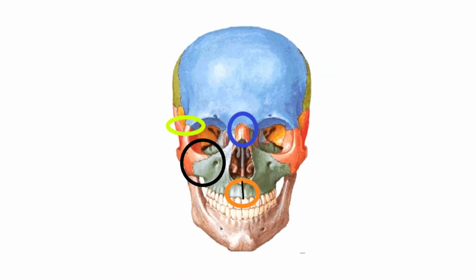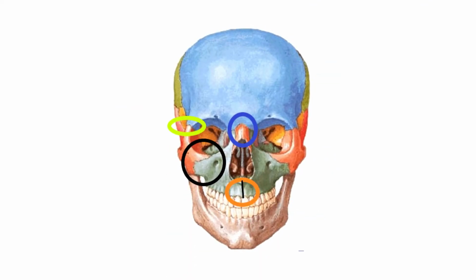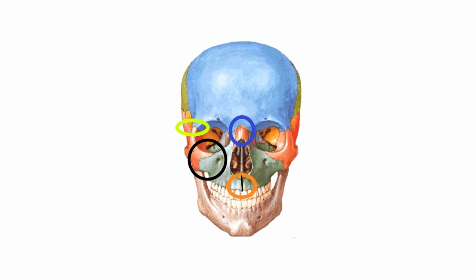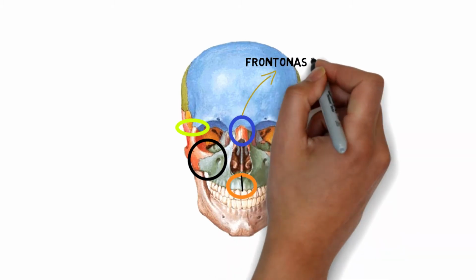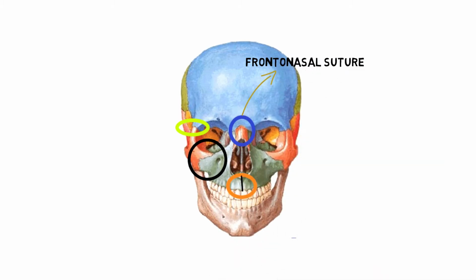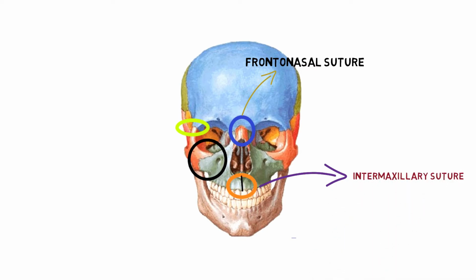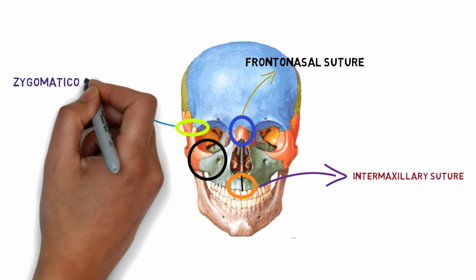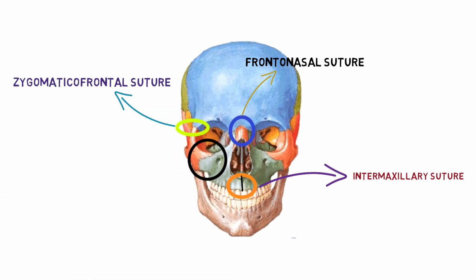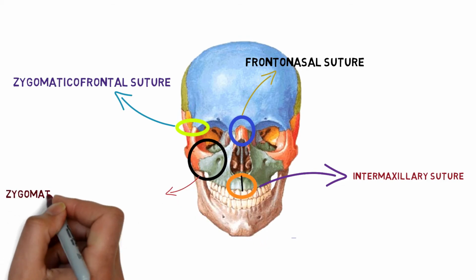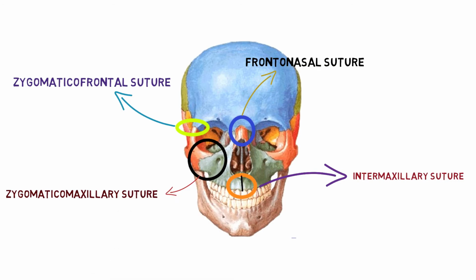Watch the diagram carefully and note the areas being circled between different bones, such as the suture between nasal and frontal bone called frontonasal suture. The intermaxillary suture is between the 2 maxillary bones. The zygomatic and frontal bone are connected at zygomatico-frontal suture, while zygomatic and maxillary bone are joined at zygomatico-maxillary suture.